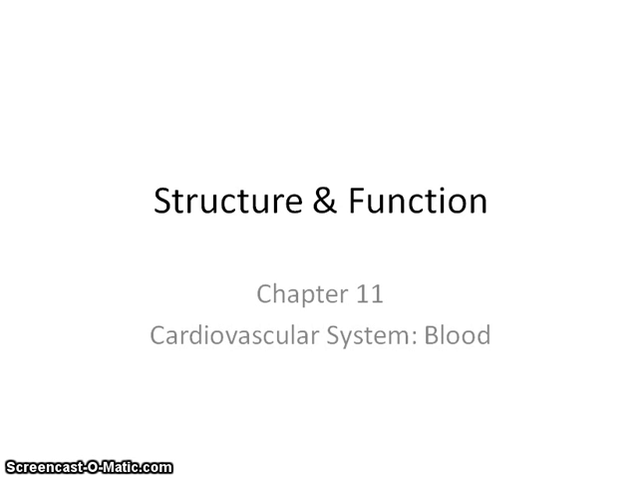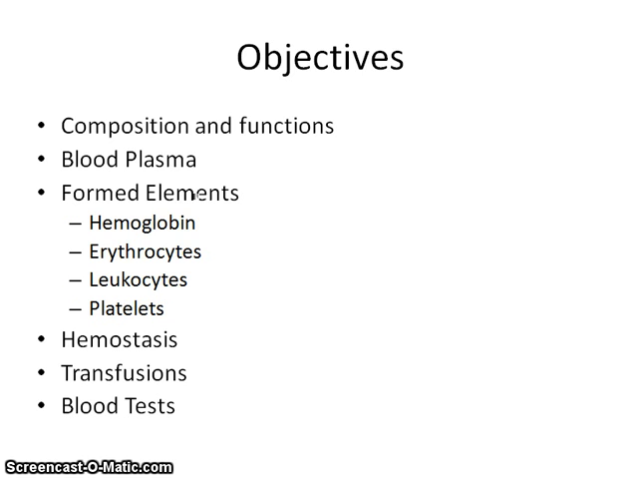Hi everyone, we're going to go through a few slides that talk about blood and the different types of blood cells. So our objectives for this short chapter are to look at the composition of blood, the blood plasma, which is the fluid that those cells are floating in, the formed elements, those are the cells, and then the last part, hemostasis, has to do with blood clotting. We'll talk briefly about transfusions and how blood types are matched, and the blood tests and what they test for.